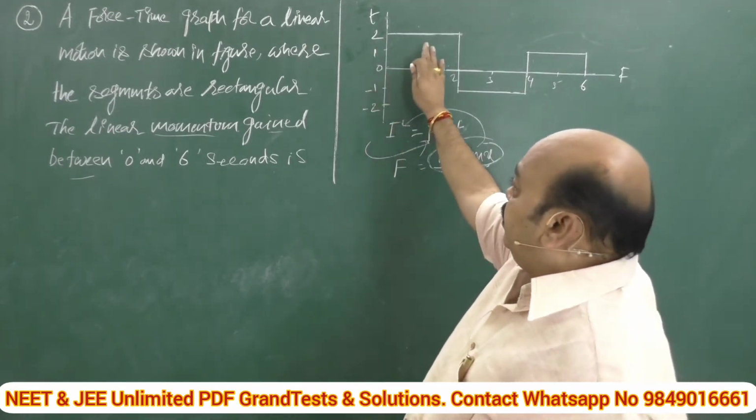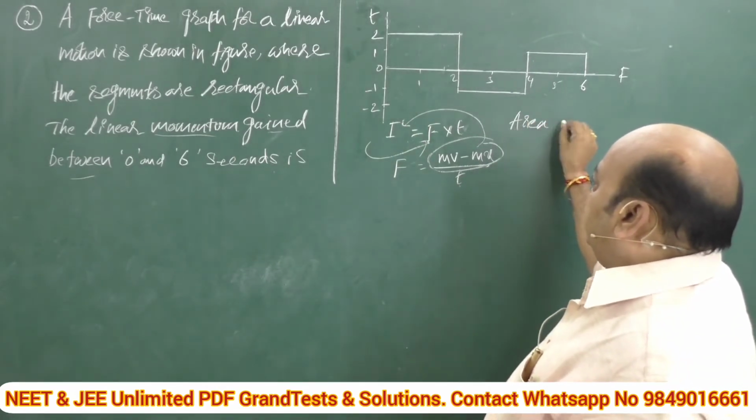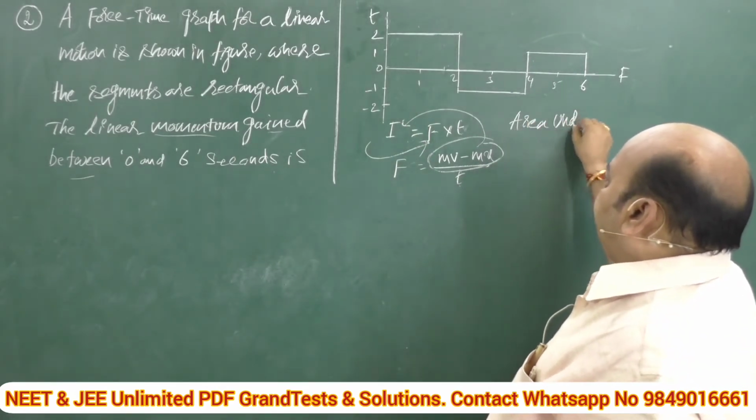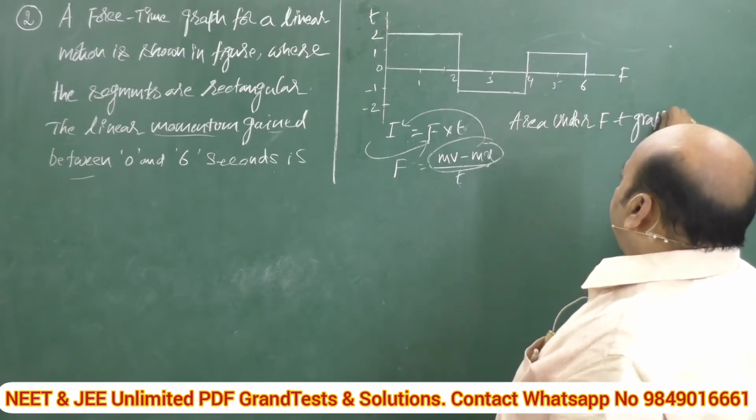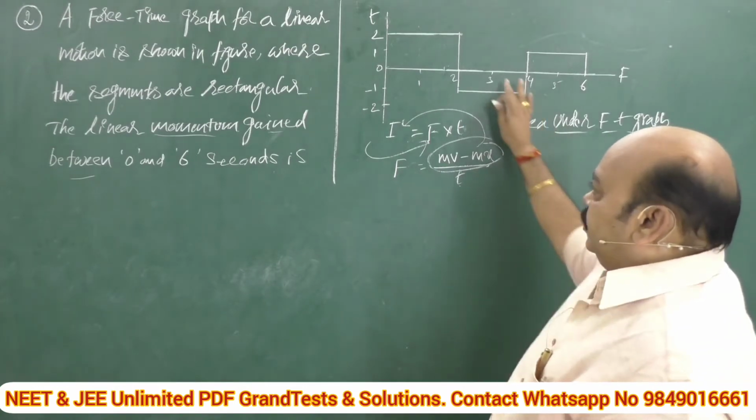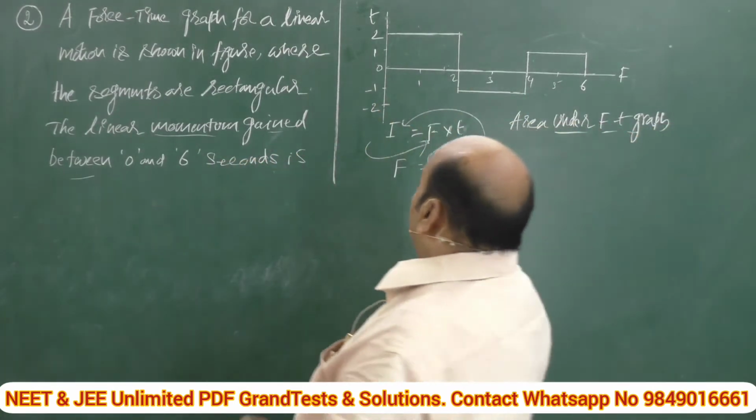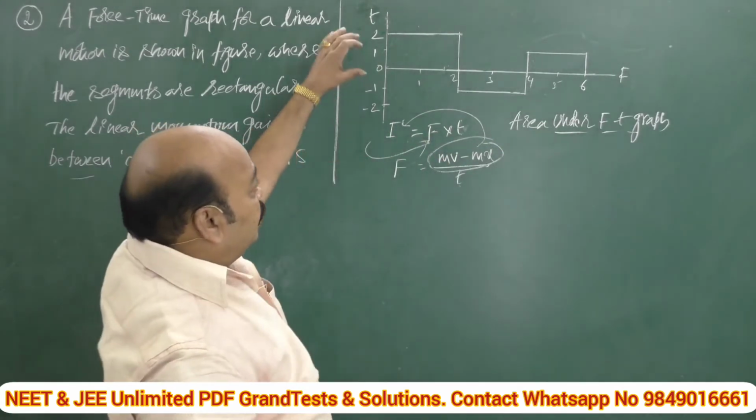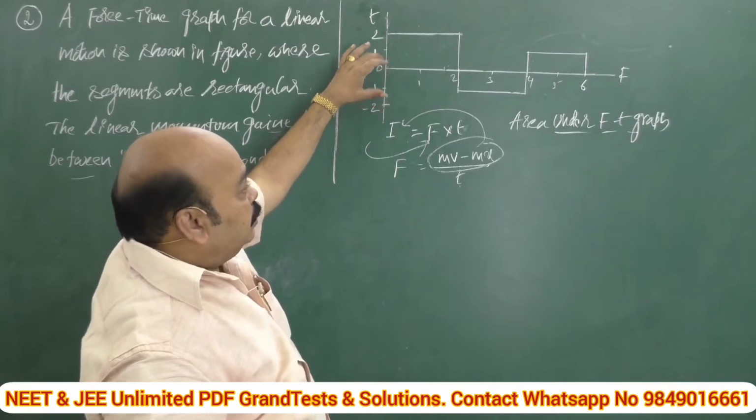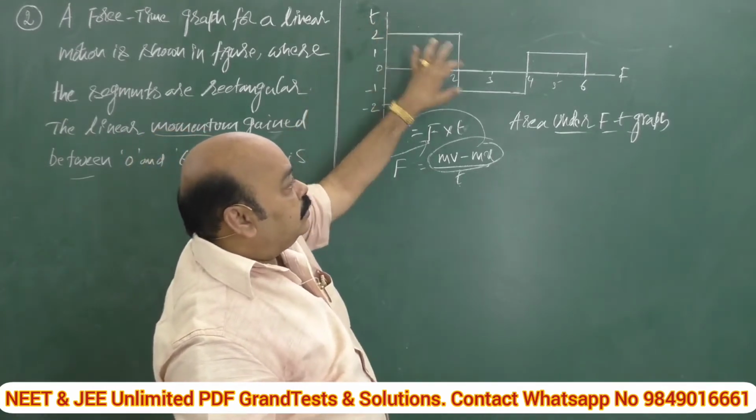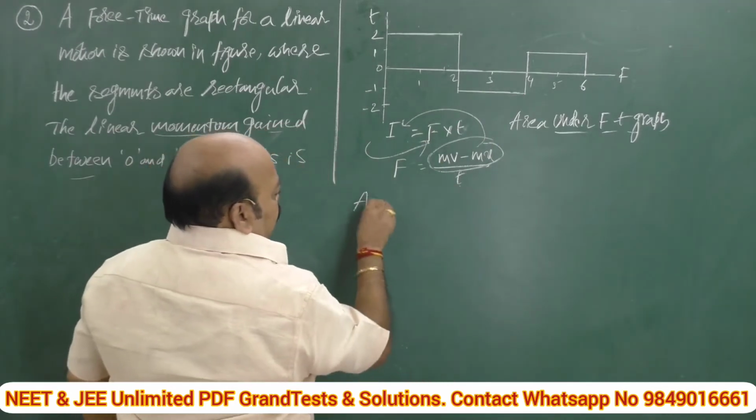So, the area under FT graph gives what? Momentum. See, let us calculate. While doing so, clearly it is above the positive axis and below the negative axis. So, these are considered as positive areas and these are negative areas. So, the net area is equal to, see, net area.